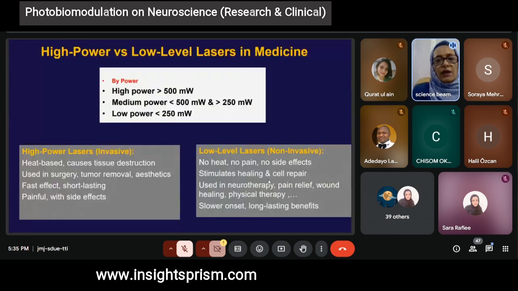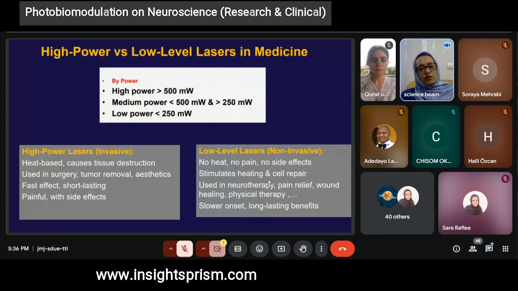A category of the laser is the high power laser, that you have seen can be used for surgery. It's the high power laser classified, and the medium power is the less than 50 minutes.